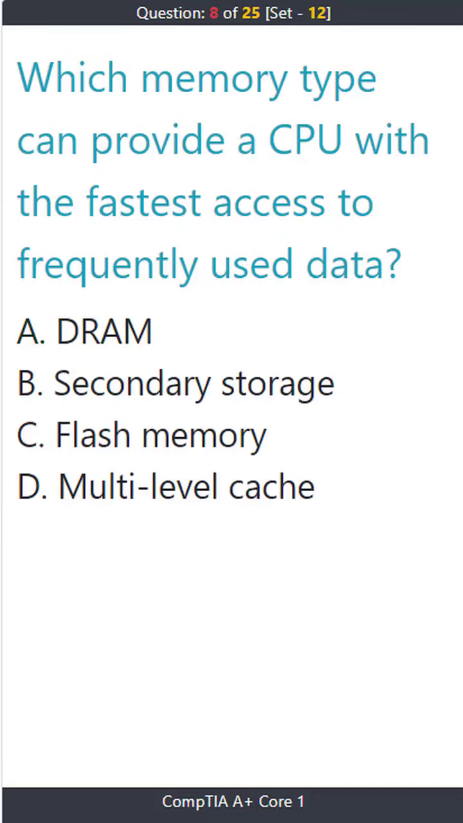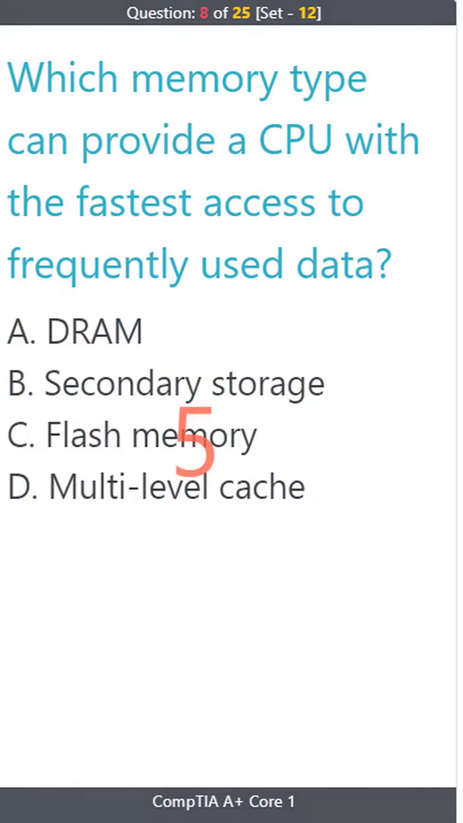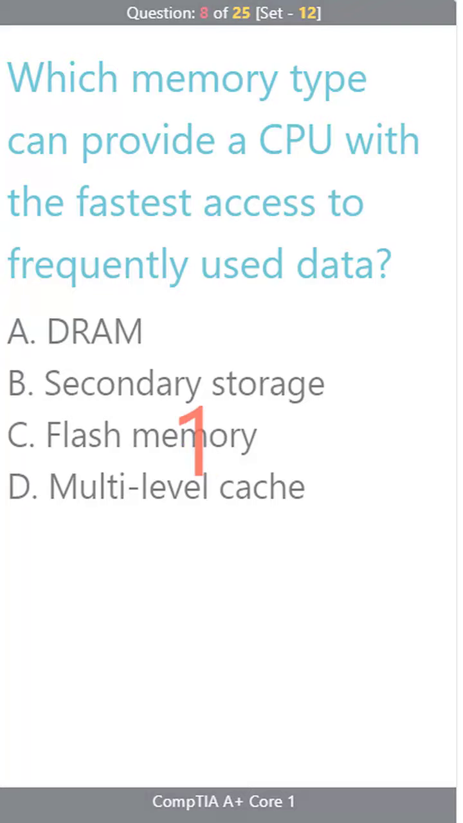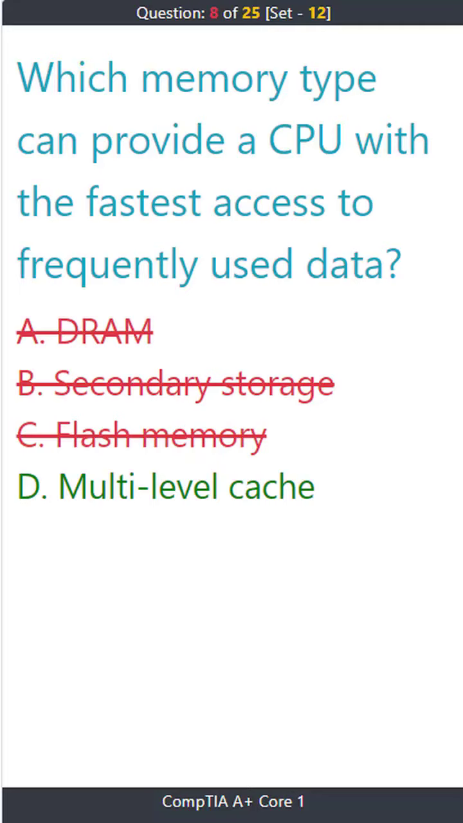Question 8. Which memory type can provide a CPU with the fastest access to frequently used data? A. DRAM, B. Secondary storage, C. Flash memory, D. Multi-level cache. The correct answer is D. Multi-level cache.